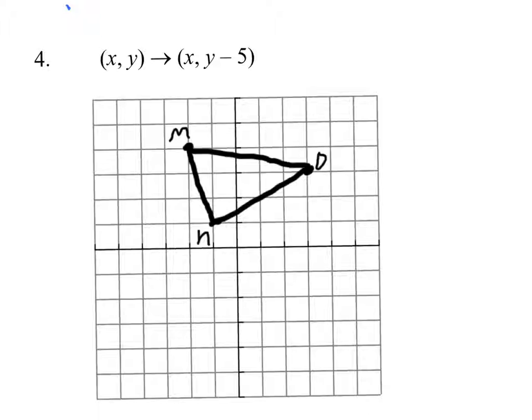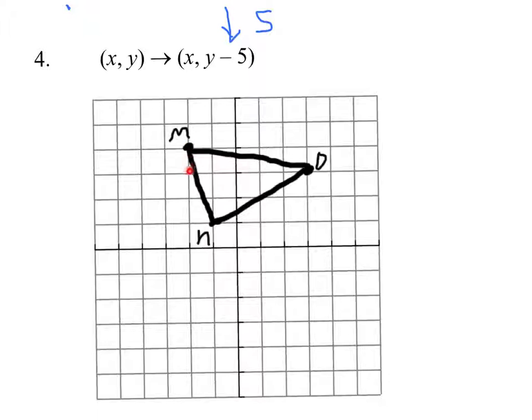Number 4. Now notice here there's no number next to the x. That means the x is not moving left or right. It's just going to stay where it is. It's like x plus 0. But this one is going to shift down 5. So this will actually be kind of easier. We just count straight down 5 from each point.